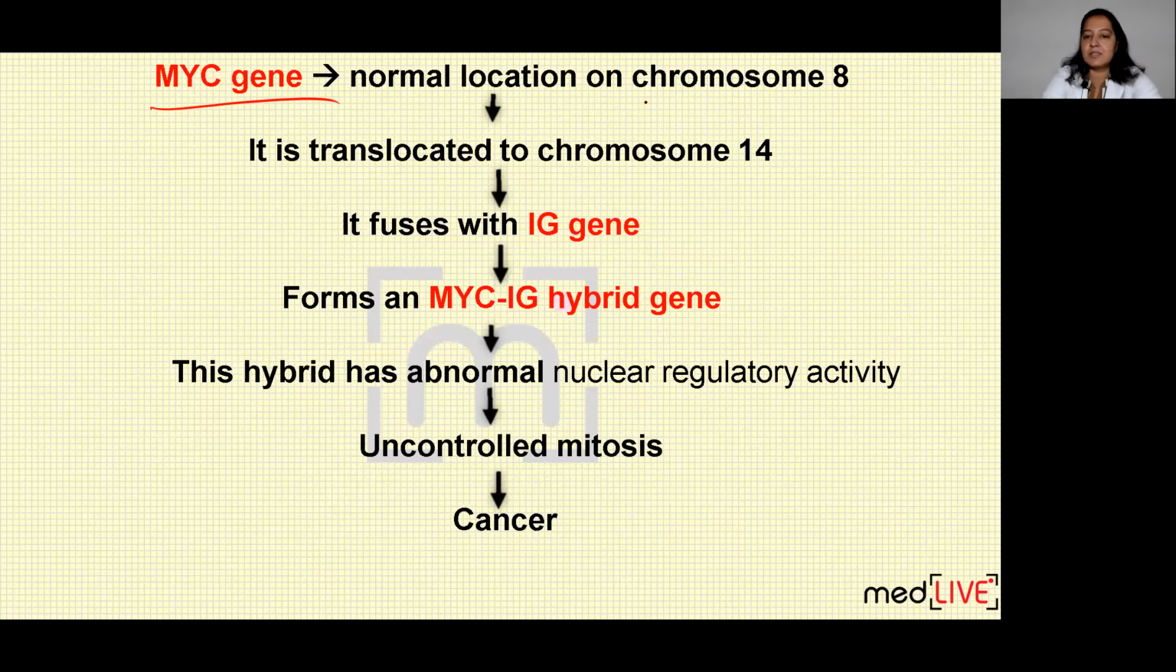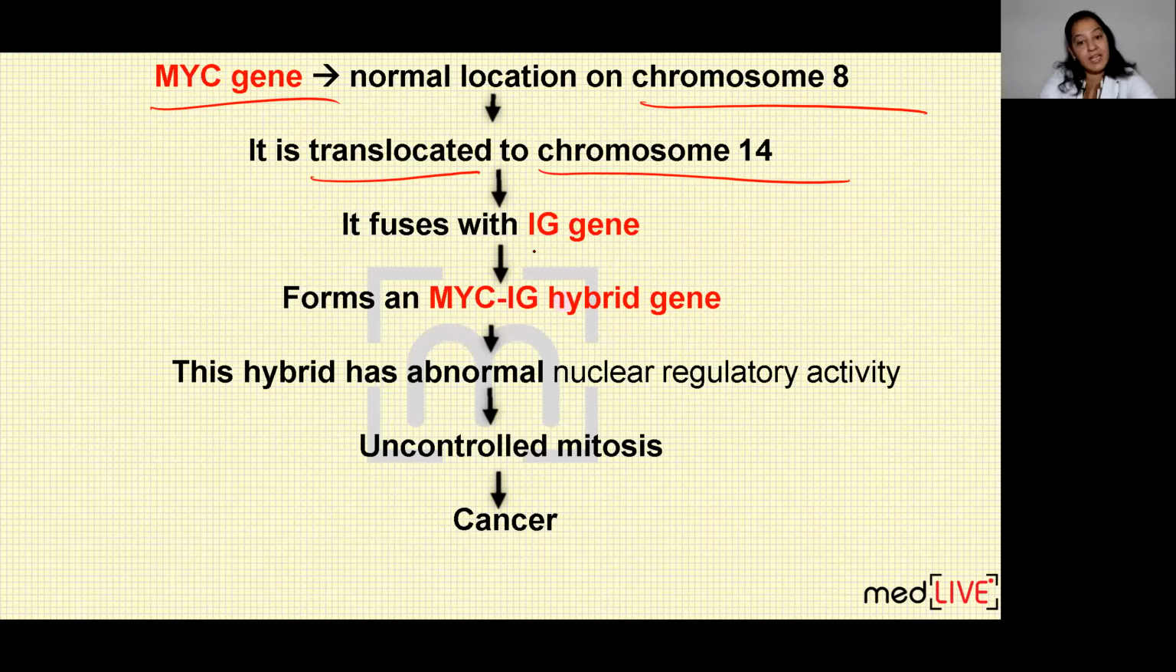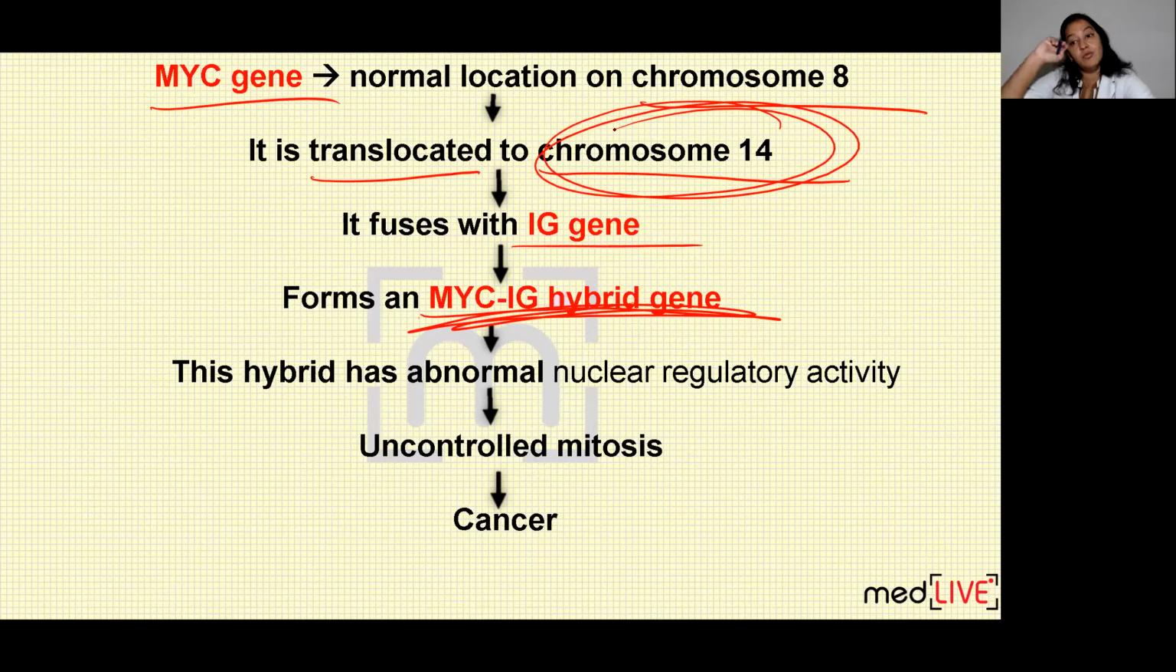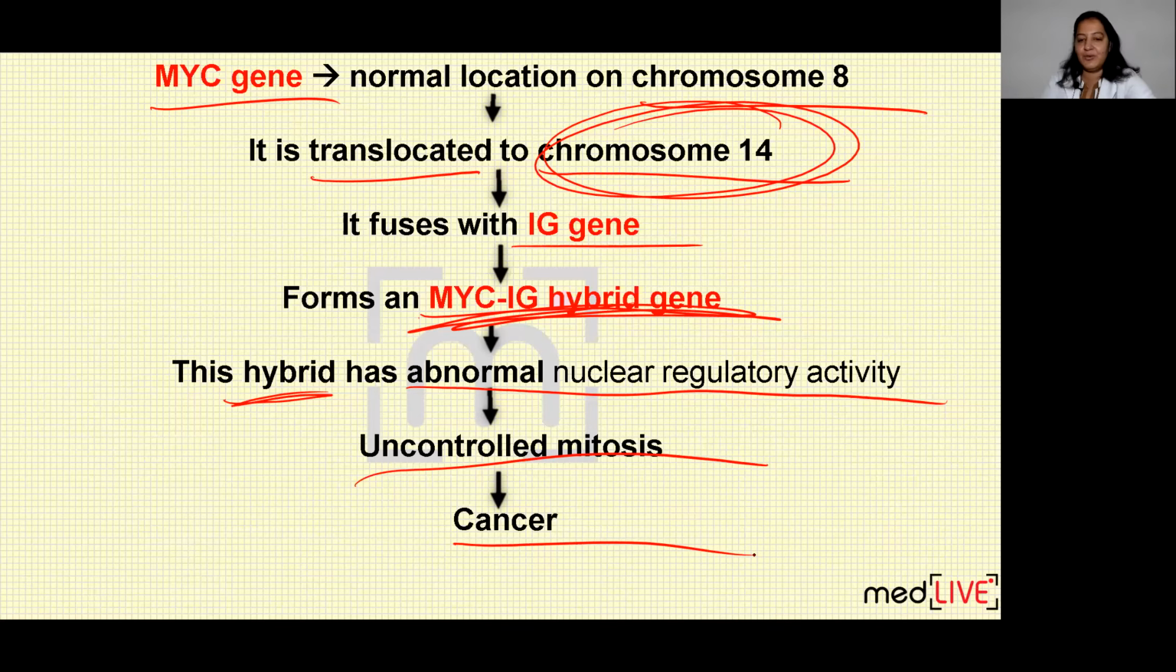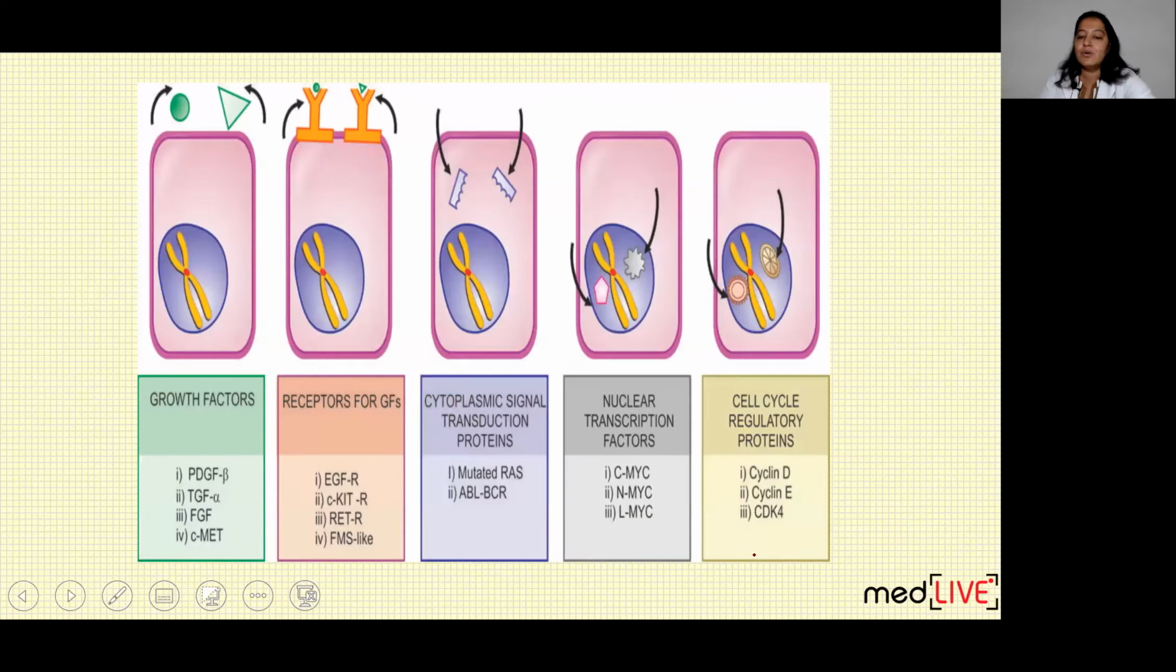Normally MYC gene is present on chromosome 8. It gets translocated to chromosome 14. On 14, Ig was already present. So MYC-Ig hybrid is formed on chromosome 14. There, chromosome 22 was involved and that was known as the Philadelphia chromosome. Here no special name is given to chromosome 14, but the fusion gene is formed on chromosome 14. You can get an MCQ here. So because of this hybrid, there is abnormal nuclear regulatory activity, uncontrolled mitosis occurs and it will lead to cancer. This is the diagram.